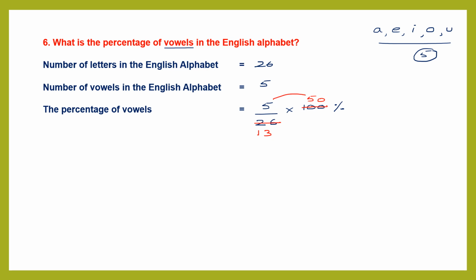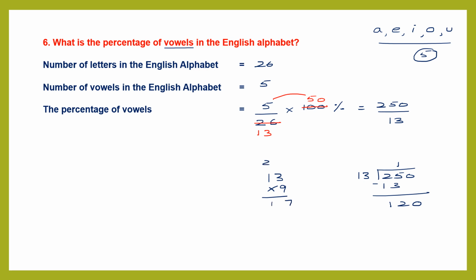Nothing more to cancel, so let's multiply 50 into 5. 5 fives are 25 and add the 0, 250 by 13. Now we have to divide 250 by 13 and see what we get. So 13 ones are 13, minus 5 minus 3 is 2 and then 2 minus 1 is 1 and 0. Now we need to get a number close to 120. Let's try 13 into 9. So 9 threes are 27, carry 2, 9 ones are 9, 10, 11, 117. So we can use this.